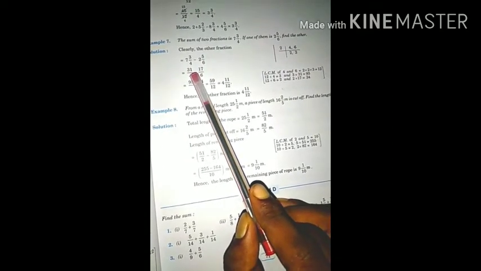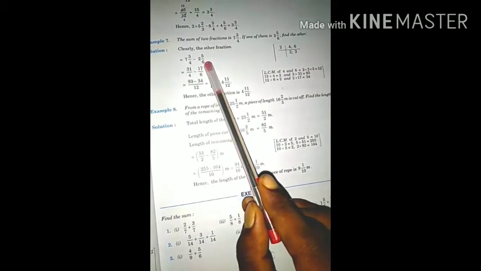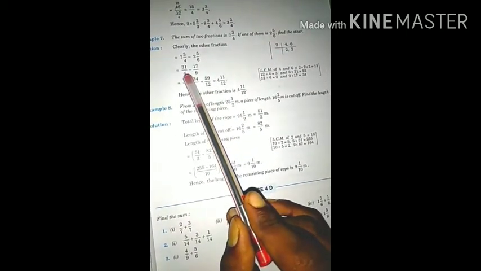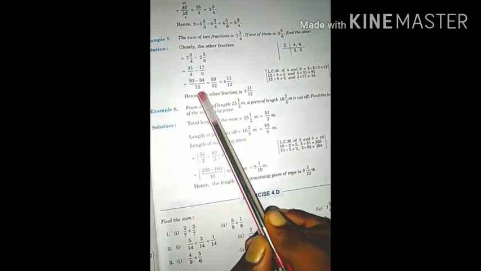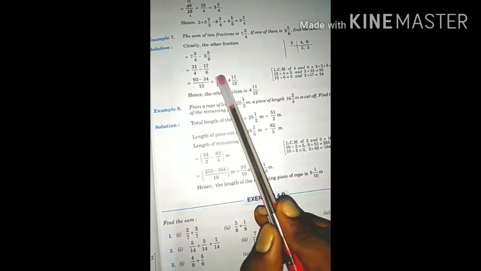If we convert 7 whole 3 by 4 into an improper fraction, it becomes 31 by 4. And 2 whole 5 by 6 becomes 17 by 6. Now take the LCM of the denominators 4 and 6. That is 12. Now 93 minus 34, that is 59 by 12.